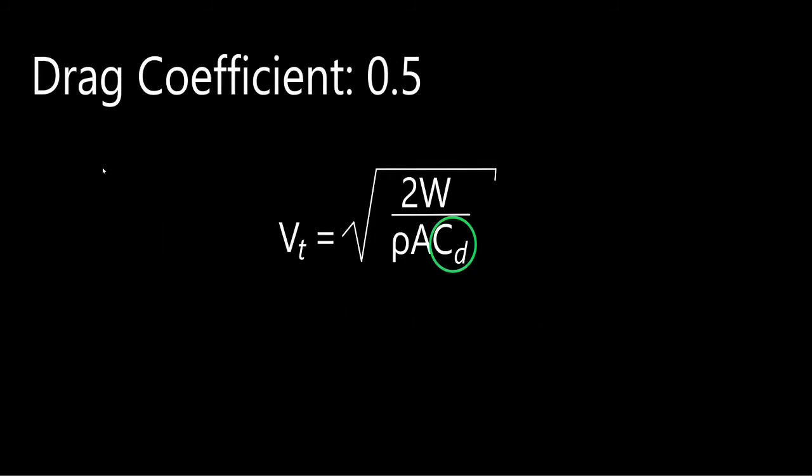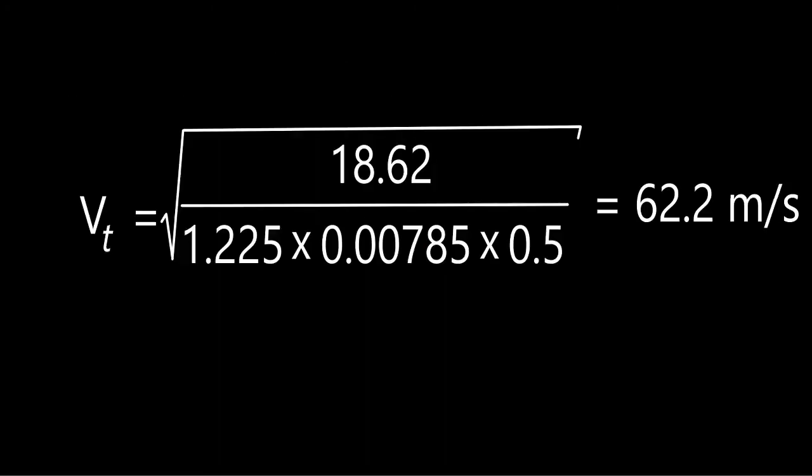And last but not least, the drag coefficient is 0.5 because we're talking about a sphere that is falling. Once you insert all these values into the formula, you should be getting a value of around 62 or 63 meters per second as a result, as the terminal velocity that we just calculated.